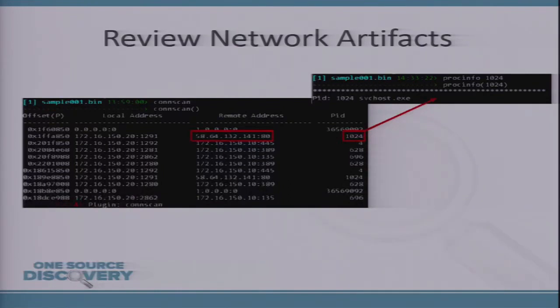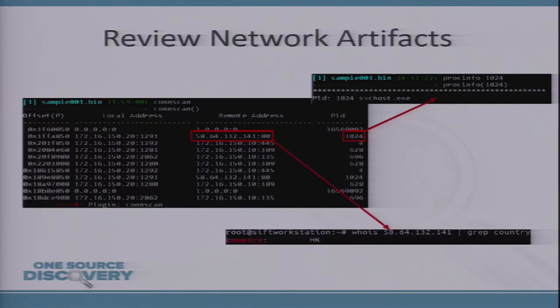So if we take that a step further, we say, well, what is this IP address? Well, this resolves to Hong Kong. So now we have a svchost communicating over port 80 with Hong Kong. Now, is that normal? Probably not. So you want to go ahead and take a look at this svchost. We could go back to our process listing, to the handles and the DLLs associated with this svchost to figure out what in the world it's doing and why it's communicating with Hong Kong over port 80.